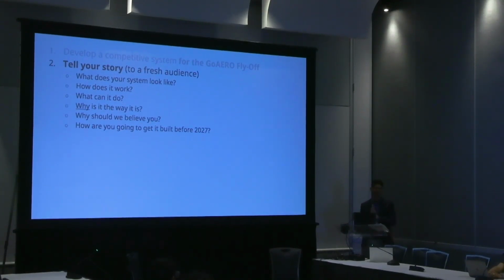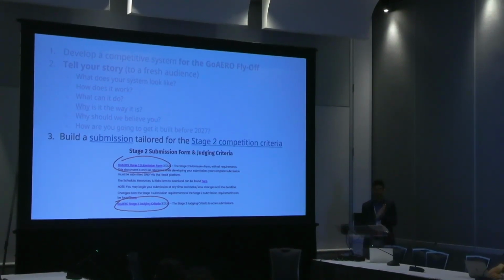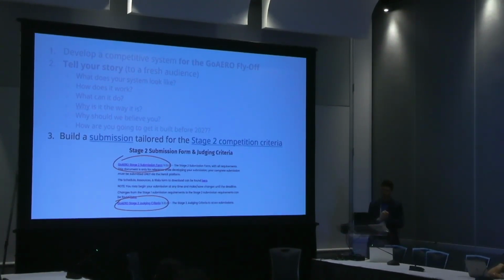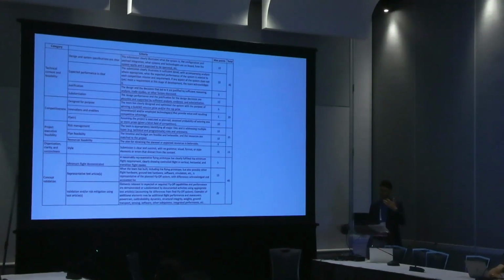Do you have the resources? Do you have a plan? Do you know what your risks are? Don't forget those programmatics. They are a significant number of points in the scoring rubric. And then once you have that, build the submission tailored for the stage 2 competition criteria. This is just a screenshot from the website where you can go and get these documents, and they look like this. This is the scoring rubric that anybody can go look at.